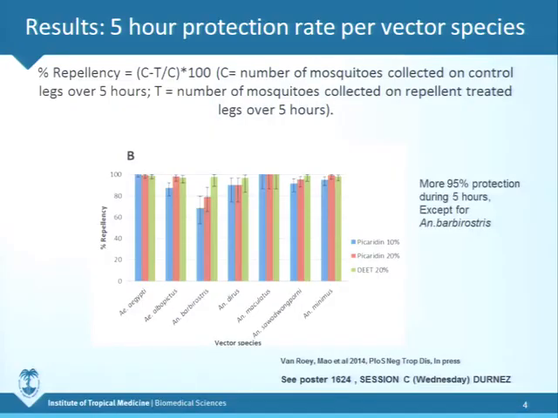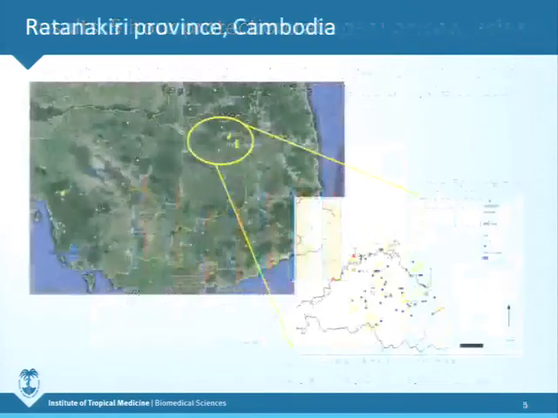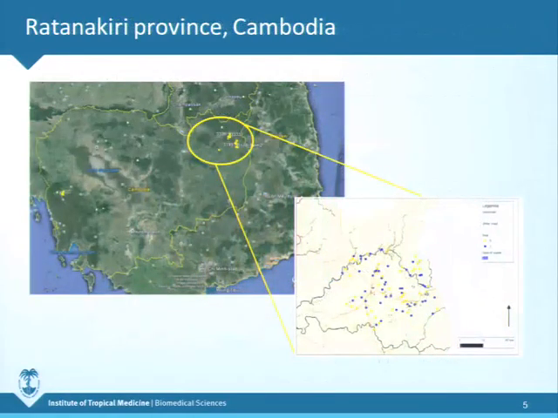As you will see, we also used two formulations of picaridine, and this is comparing picaridine 10% and 20% to 20% DEET. DEET is the green part. And we used 20% picaridine for adults in the spray formulation, and 10% picaridine for children below 10 years in a lotion formulation.